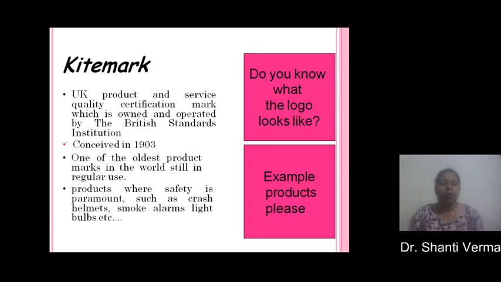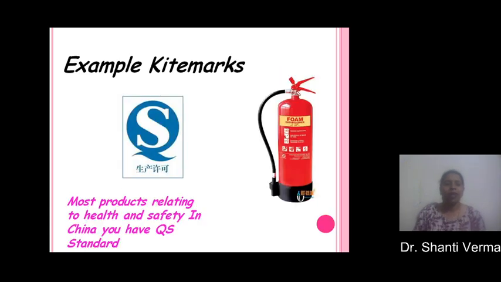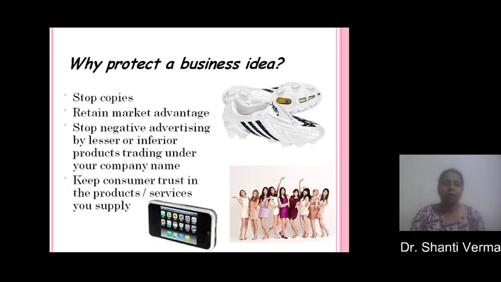Then what is a kite mark? A kite mark is basically a UK product and service quality certification mark, which is owned and operated by the British Standards Institution. It was conceived in 1903 and is one of the oldest product marks in the world, still in regular use. Products where safety is paramount, such as crash helmets, smoke alarms, lights, bulbs, etc., come under kite marks. Some examples of kite marks: this is fire safety equipment, and most products relating to health and safety. In China, you have QS standards, and in the US, there are similar safety marks.